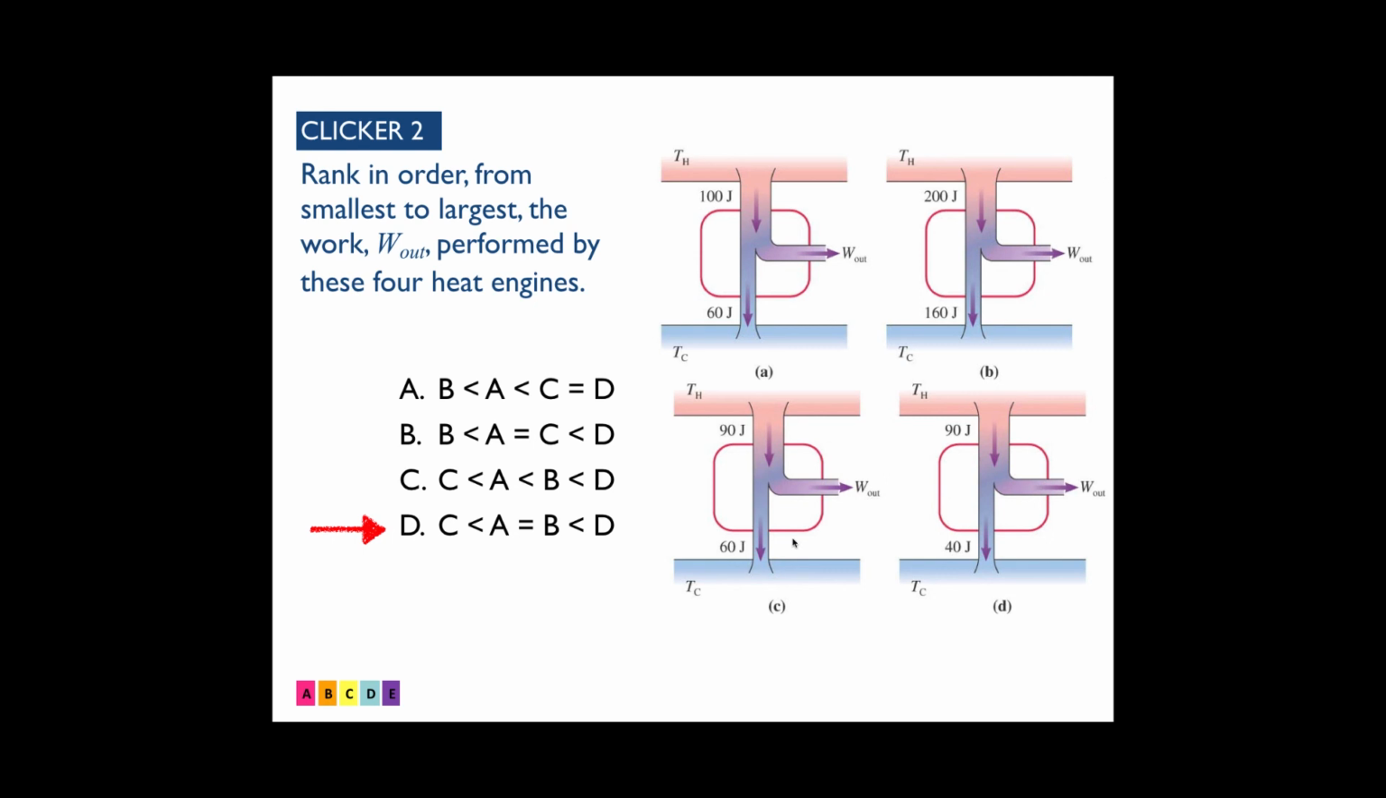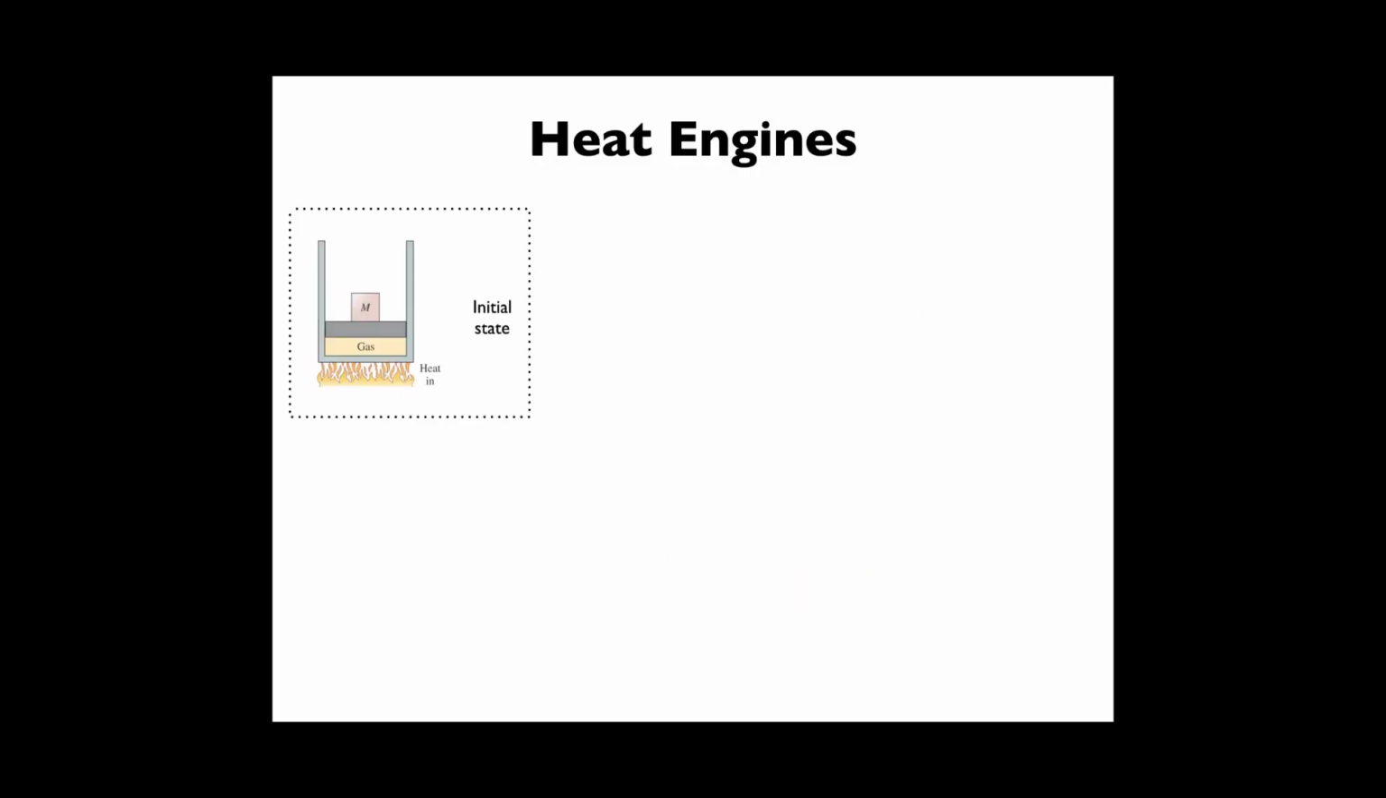Okay? So let's talk about heat engines. We need something cyclical. So here's an example of a heat engine. We'll start with our initial state, okay? We have a gas in a cylinder with a movable piston. The movable piston has a mass m on top of it, okay?